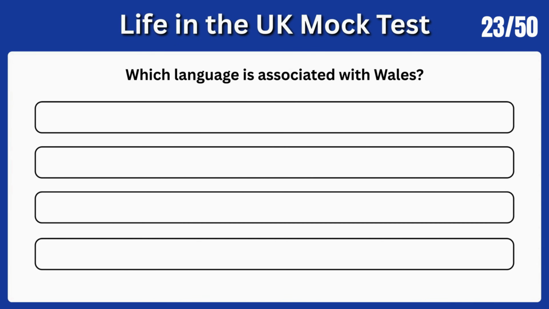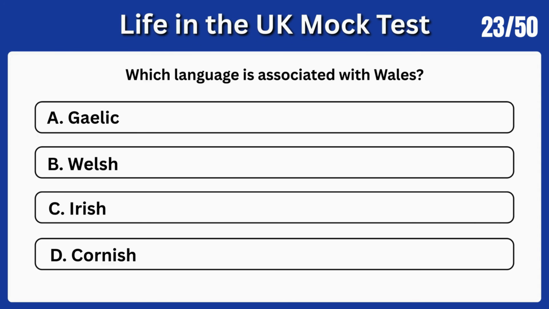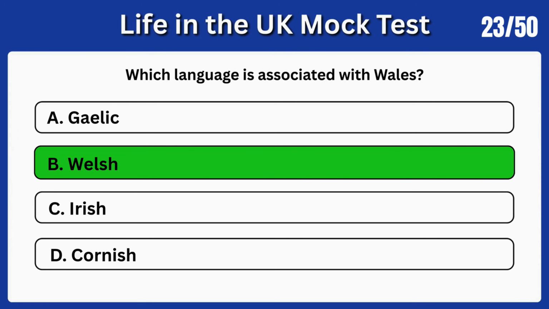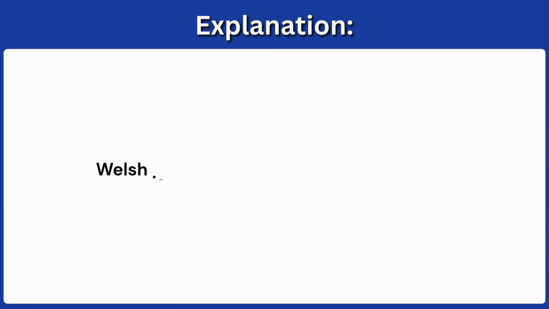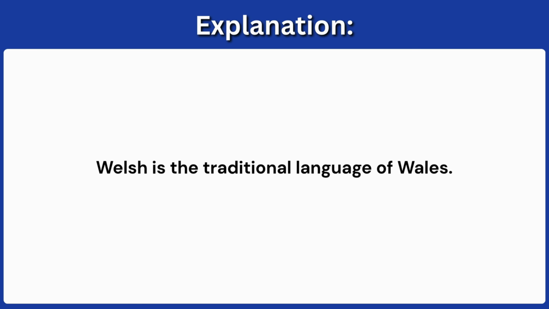Question 23. Which language is associated with Wales? A. Gaelic. B. Welsh. C. Irish. D. Cornish. The correct answer is B. Explanation. Welsh is the traditional language of Wales.